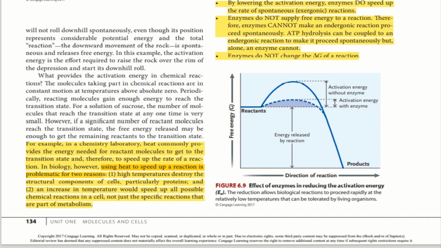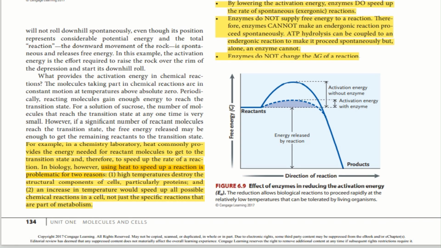Heat commonly provides the energy needed for a reactant molecule to get to a transition state, and therefore to speed up the rate of reaction. In biology, using heat to speed up a reaction is problematic for two reasons. Number one, high energy or high temperature destroys the structural components of the cell, particularly proteins. Number two, an increase in temperature would speed up all the possible reactions in a cell and not just the specific reactions that are part of metabolism.